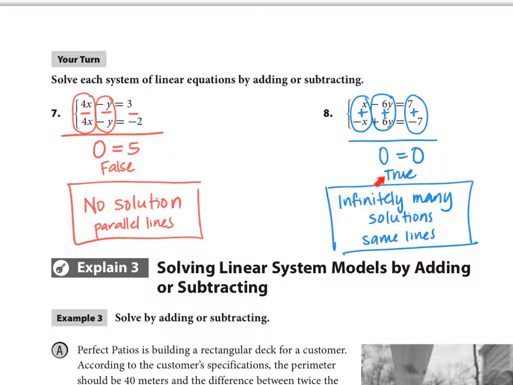And remember that a true statement that we end up with when we use either substitution or elimination means that there are infinitely many solutions on a graph. They are both the same line. They overlap each other perfectly. Okay, so they intersect everywhere. Let's take a look at a word problem.